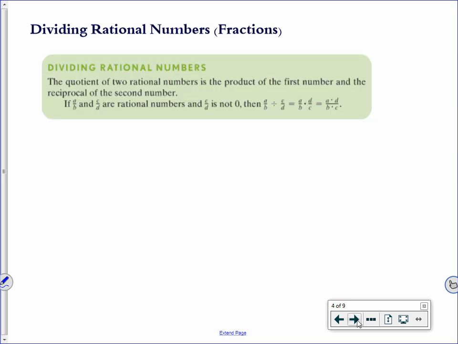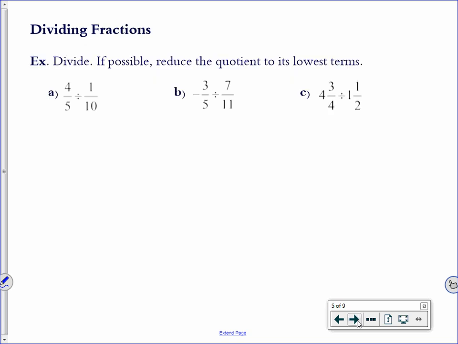For dividing rational numbers, or the quotient, you're going to want to multiply by the reciprocal of the second number. So leave the first fraction the same, change to multiplication, and flip the second fraction. That's what the reciprocal means. This is because division is the same as multiplication by the reciprocal. So let's see that in action.